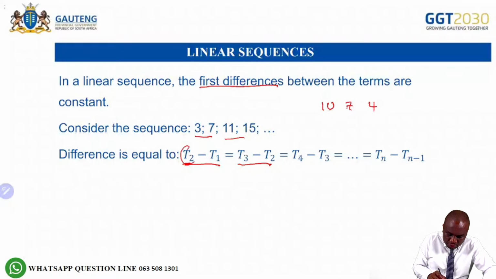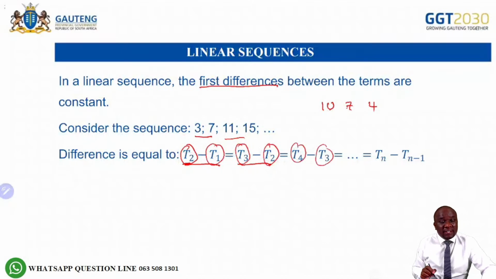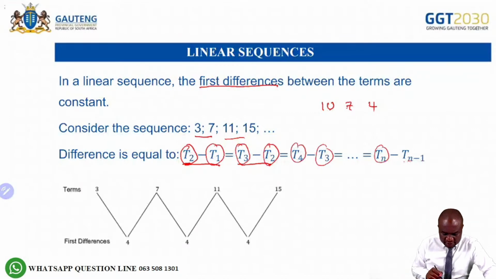4 minus 7 is negative 3. So it is term 2 minus term 1, term 3 minus term 2, term 4 minus term 3. It goes on like that till we get to Tn minus Tn minus 1. Meaning that if your Tn is T100, it's going to be T100 minus T99. Something like that. Okay, so if we find these differences between these terms, T2 minus T1, we get 4. T3 minus T2, we get 4. T4 minus T3, we get 4.